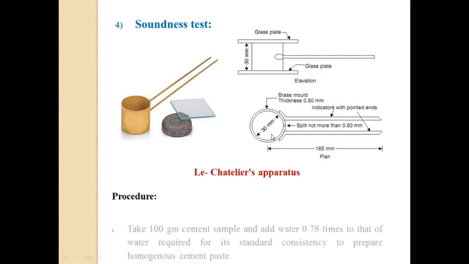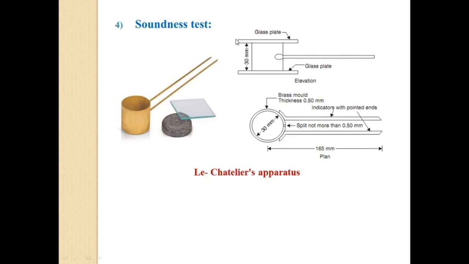Let us see once again what we have to do for the soundness test. We take this Le-Chatelier apparatus, take 100 grams of cement, and put in 0.78 P water, where P is the standard consistency of cement. Then this paste is put in this mold. Both glass plates are put at the bottom and top of this Le-Chatelier apparatus and this weight is put over it. Then keep this assembly at room temperature for 24 hours so the cement paste is hardened.